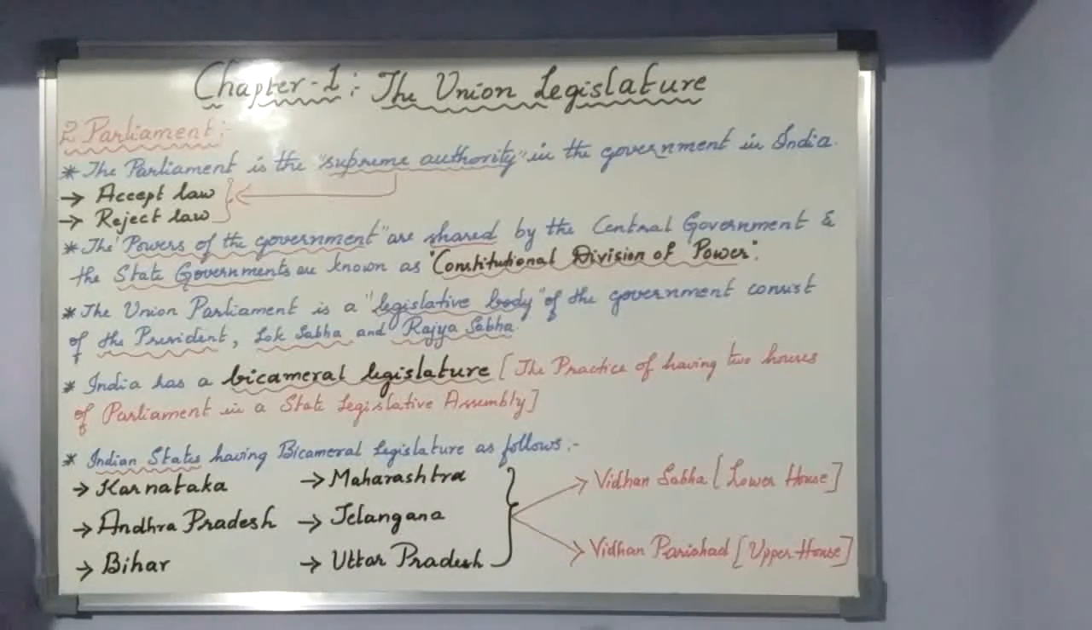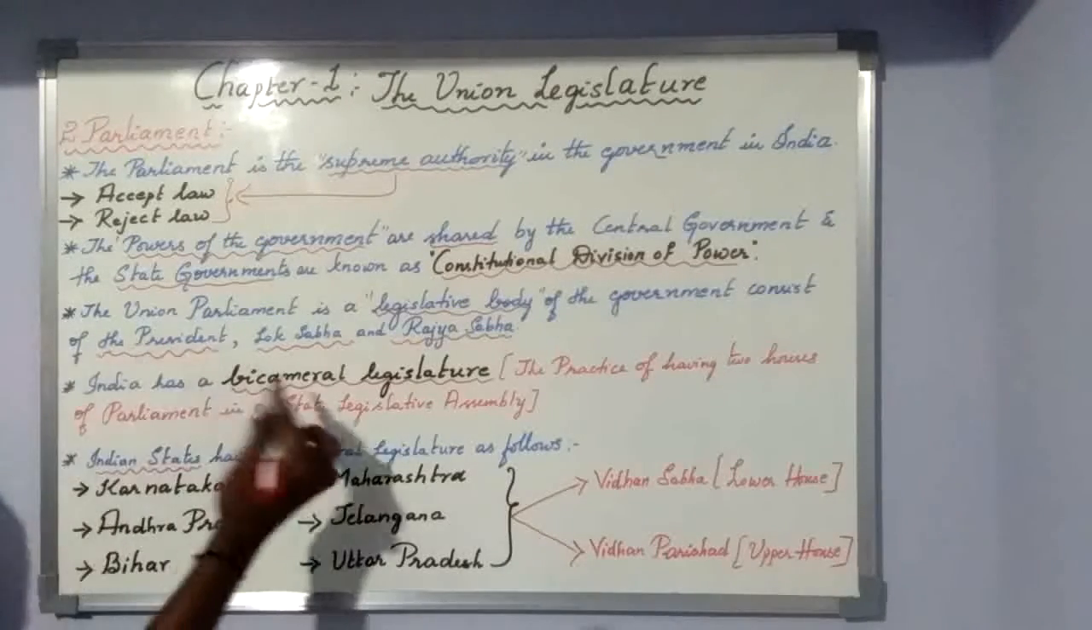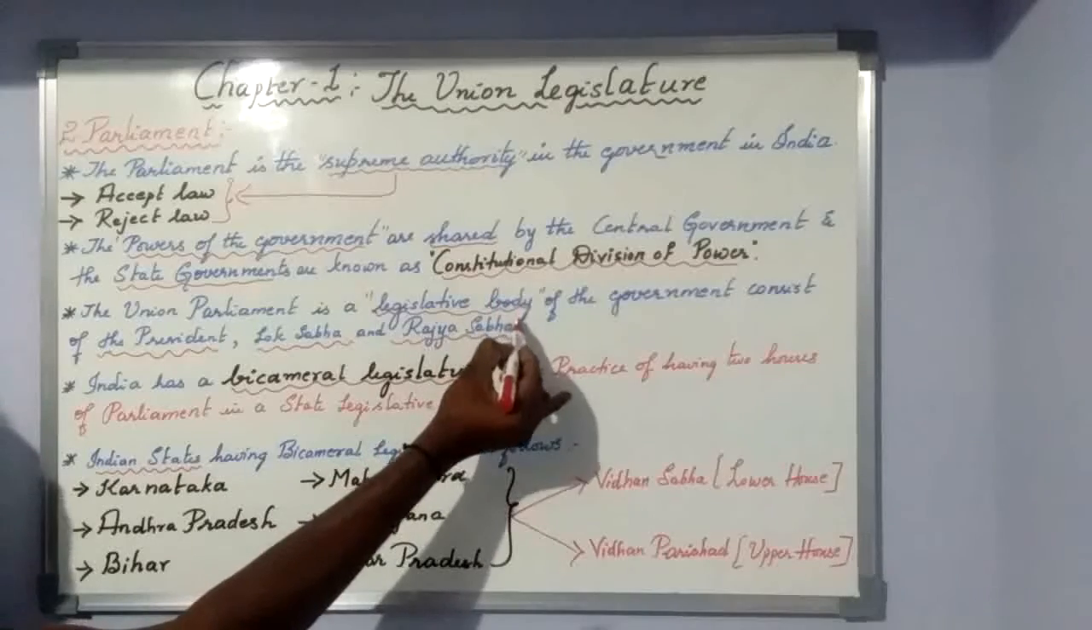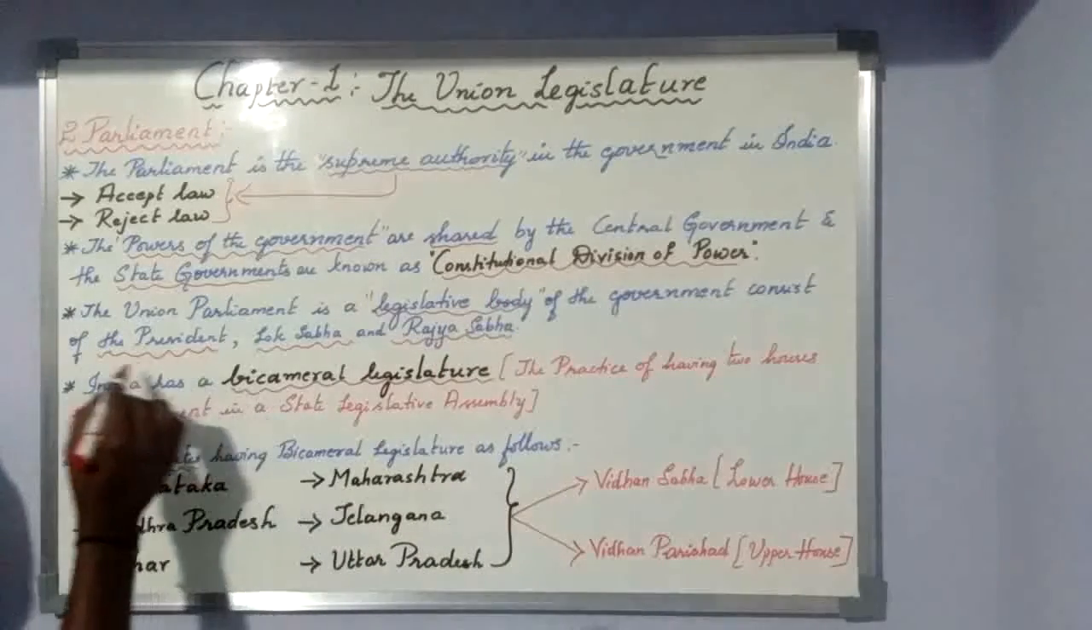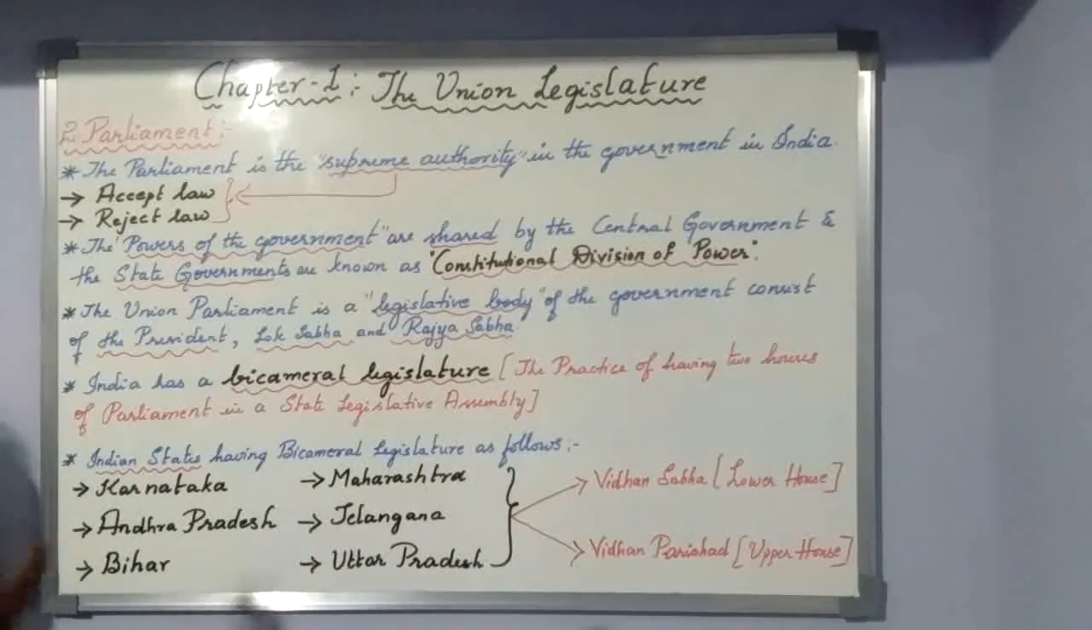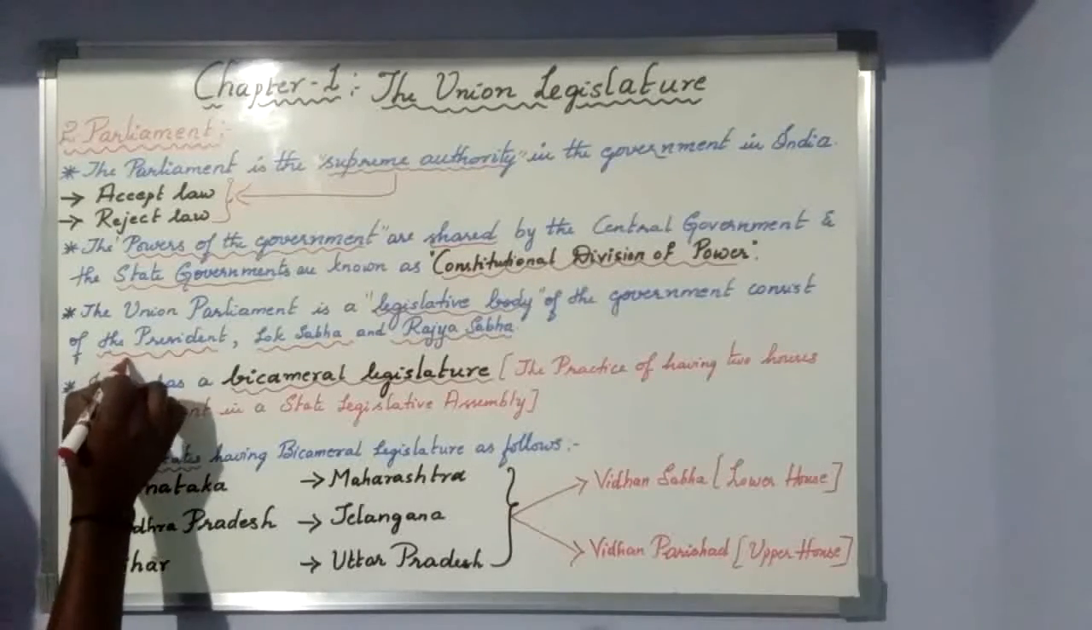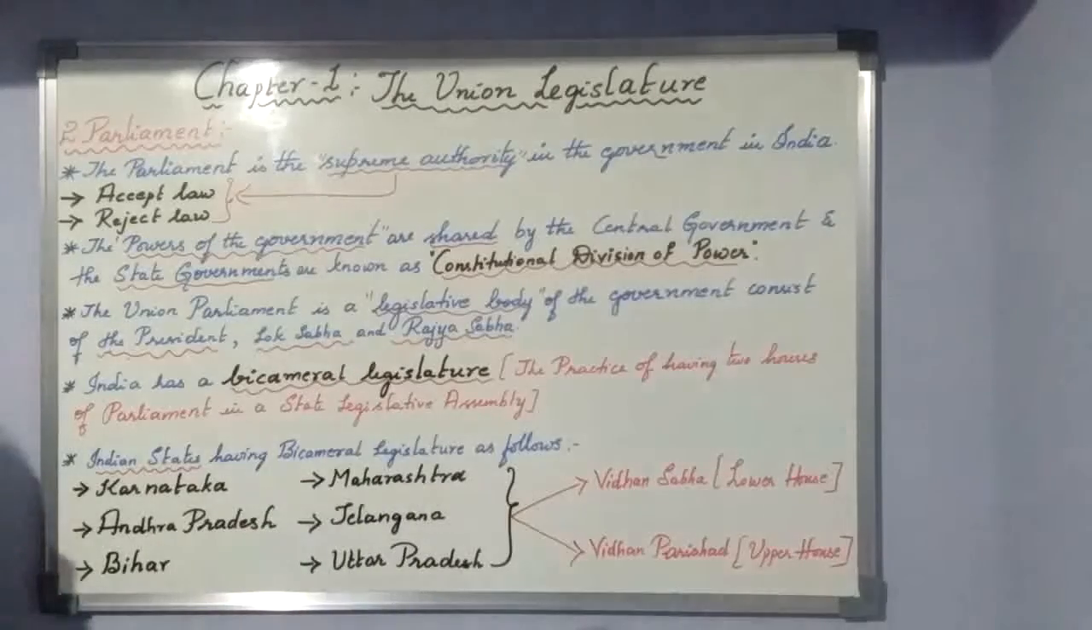If they ask what do you mean by Union Parliament or what is Parliament, you have to write: the Union Parliament or Parliament is a legislative body of the government, which consists of three constituents, that is President, Lok Sabha and Rajya Sabha.